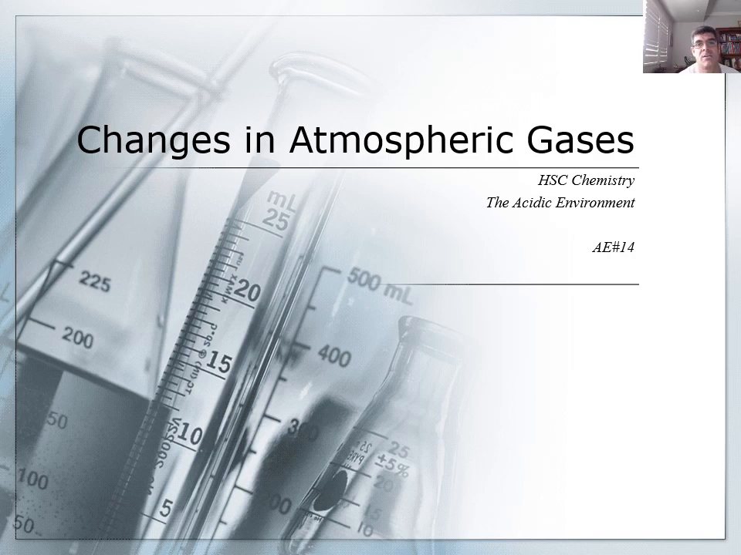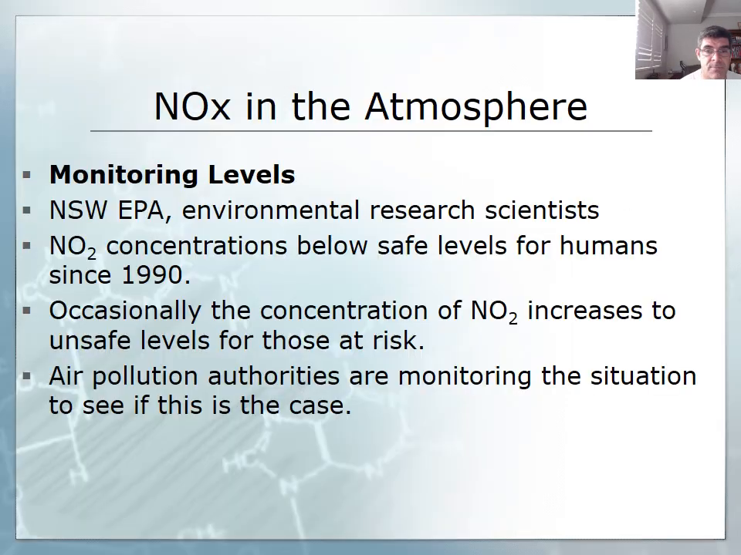In this one we're going to start having a look at some of the changes that have occurred in some of those very important atmospheric gas levels over the last 100 or 200 years. We've looked at two important oxides, both of them non-metallic oxides and therefore acidic oxides, and how they impact when their levels rise in the atmosphere. The first of these we've looked at are the nitrogen oxides, or the oxides of nitrogen.